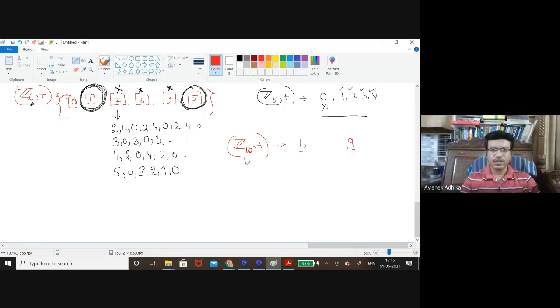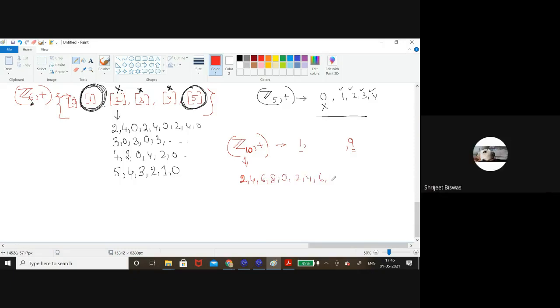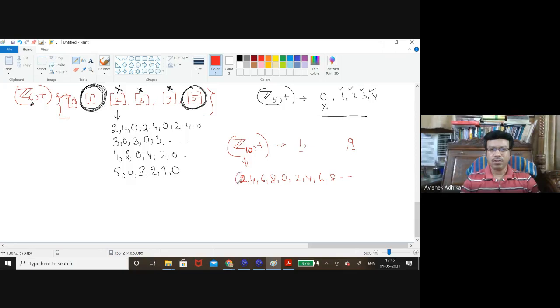Okay, but if you consider 2, 2 was one of your generators, right? Yes, sir. So if you consider 2, then 4, then 6, then 8, then 0, then again 2, 4, 6, 8. They will not work. So 2 cannot be a generator, right?